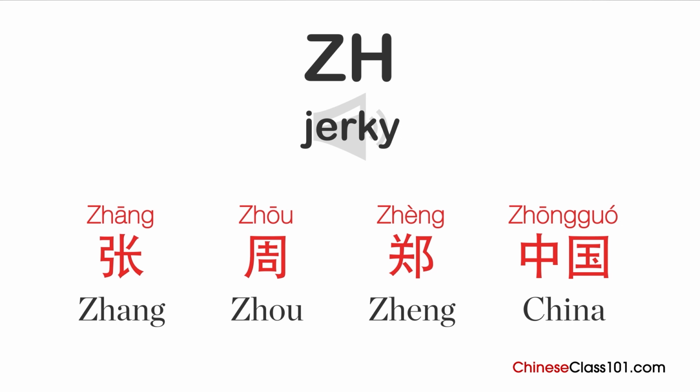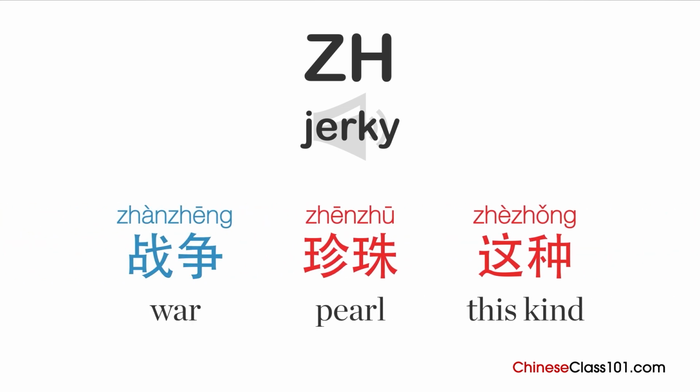Now let's look at the double initial ZH. You may see it in some very common Chinese family names like Zhang, Zhou, Zheng, and in this word, 中国, China. ZH sounds like the first sound in jerky, with the tip of the tongue raised against the hard palate. Try 战争, war, 珍珠, pearl, 这种, this kind.